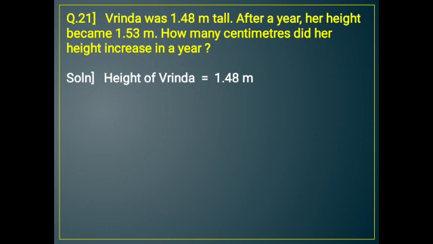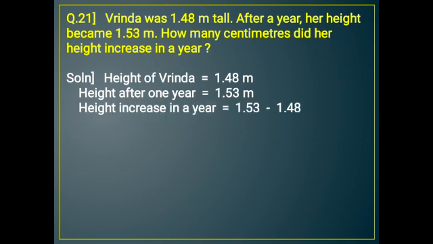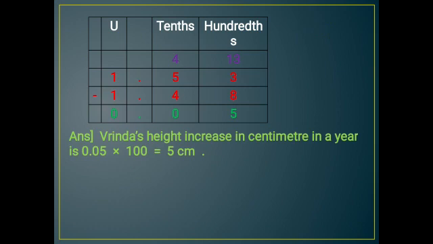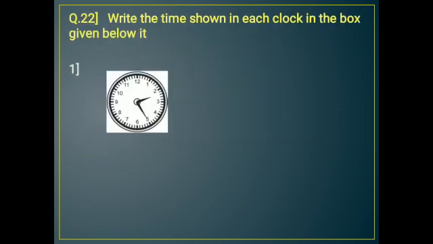Height of Vrinda is 1.48 meter. Height after 1 year is equal to 1.53 meter. Height increase in a year is equal to 1.53 minus 1.48. So when we do subtraction, we get the answer as 0.05 meter. But the answer we want is in centimeter, so we are going to multiply it by 100 and we get the first option, that is 5 centimeter.